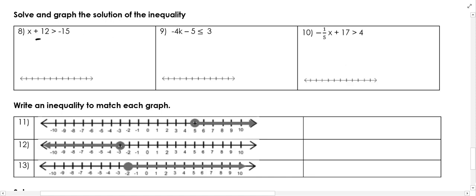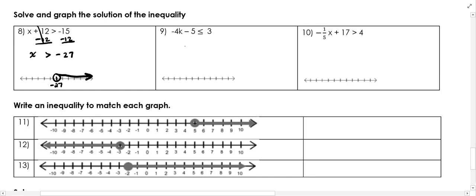All right, here we go. Subtract 12. Only when we multiply or divide by a negative. Subtracting doesn't count, all right? It still maintains the same direction. X is greater than negative 27. So if we say this right here is negative 27, you see how it doesn't have an equal sign? It's just greater than. That's an open circle. And where are the x's that are greater than negative 27? They're in this direction, okay?